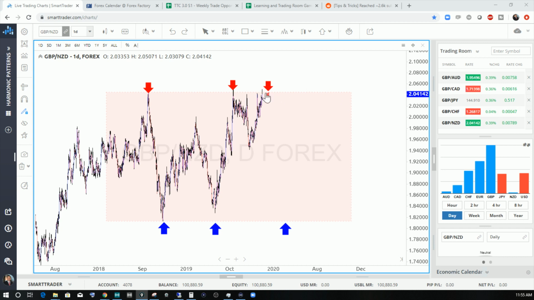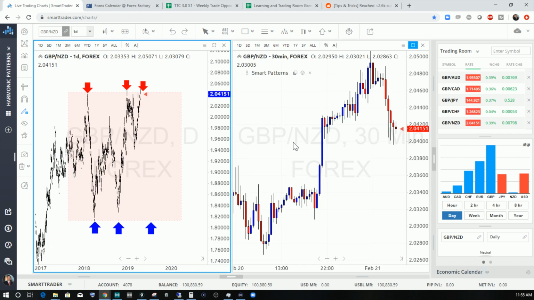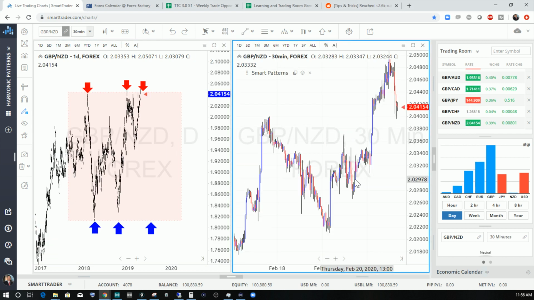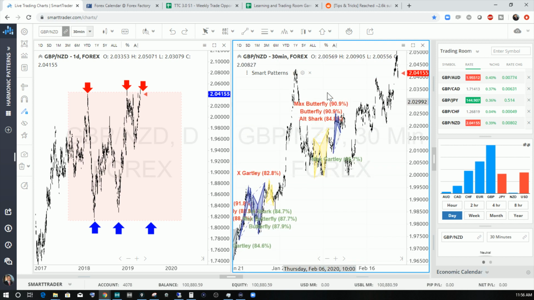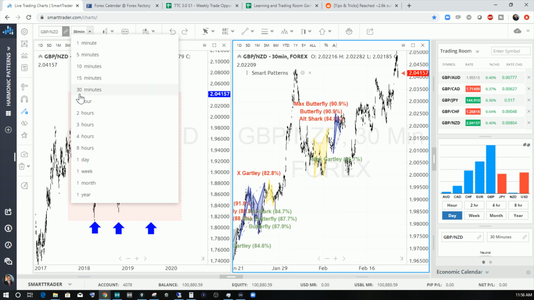Now, we may not get the patterns originally. A pattern may not come up first thing on Monday morning, but maybe on Tuesday or Wednesday we'll get some pattern. What we do know is that we're going to look for bearish patterns. So if we go to this 30-minute chart right here, I'm going to flip it over to a 1 hour.